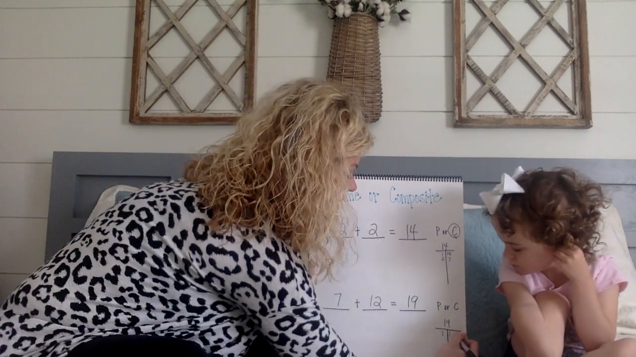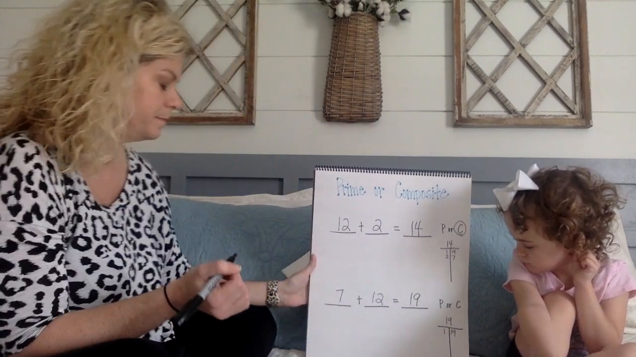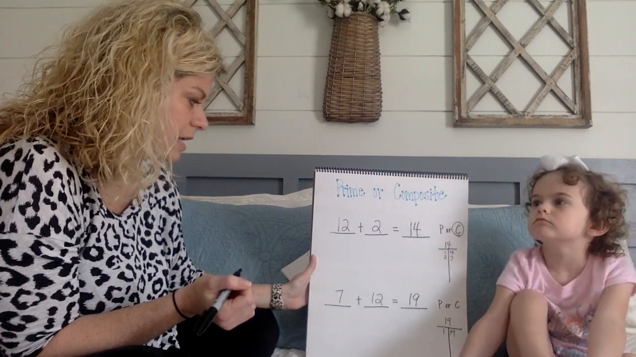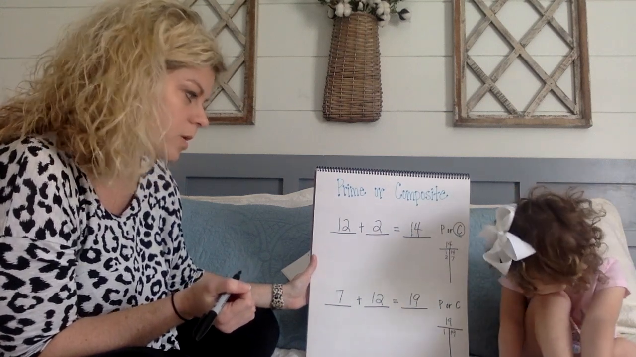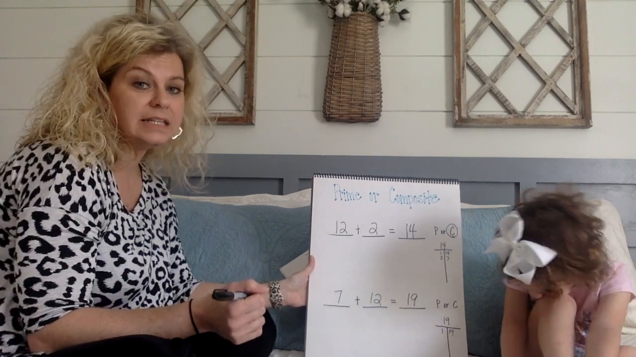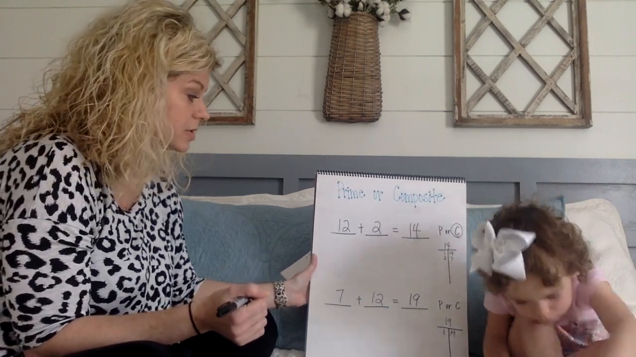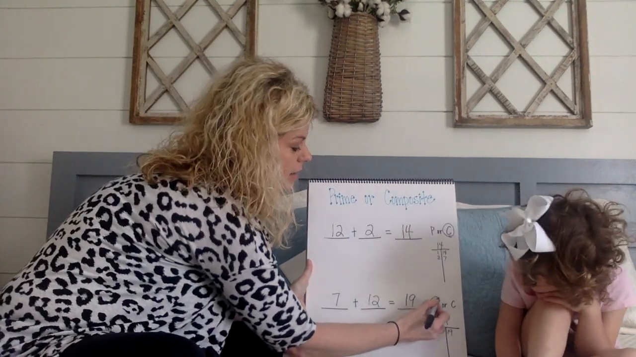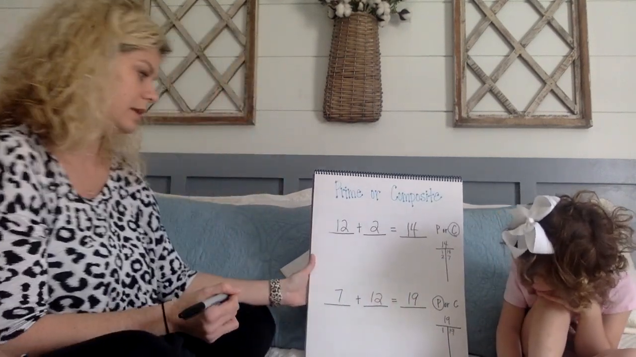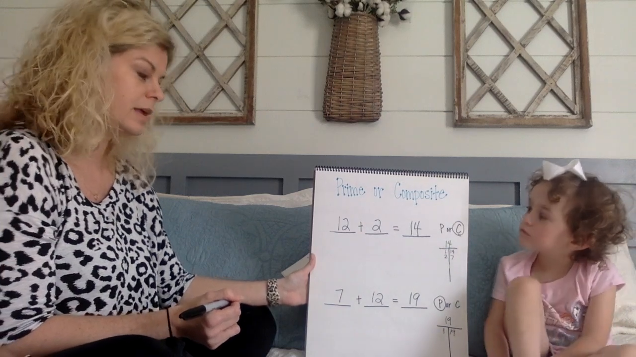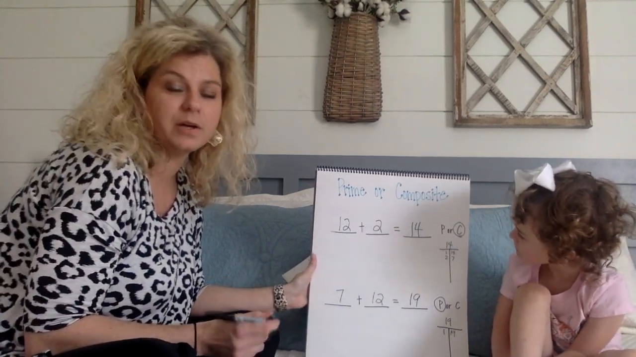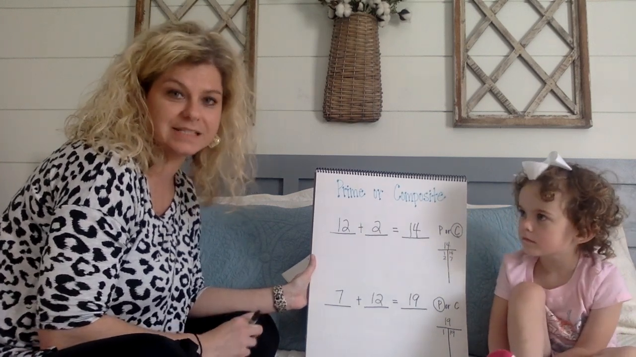I know 1 times 19 will work. 2 won't work because 19 is not even. 3 won't work. 4 won't work. 19 doesn't have any more factors, which means it only has 2, which is going to make it a prime number. So these are just a few games that you can play at home using dominoes to help work on some of your math skills.